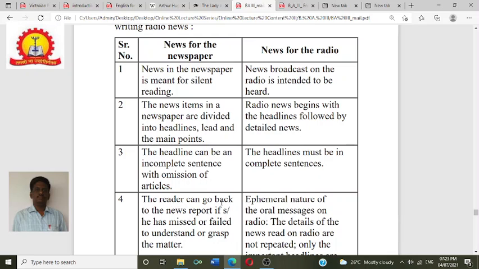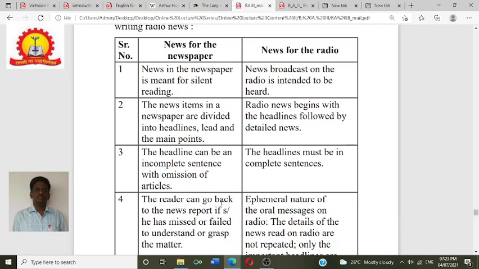See the third difference between these two. In a newspaper, the headline can be an incomplete sentence with the omission of articles. We have also learned how to write headlines. I think in the first year you were all introduced to media writing, and in that we also learned how to write headlines. So headlines published in a newspaper are incomplete sentences with omissions of articles. The writer of the news for a newspaper assumes that these gaps, these omissions, will be filled by the reader.